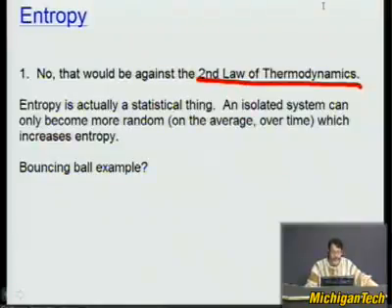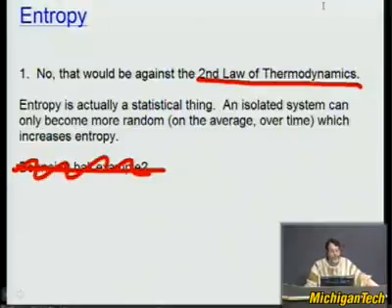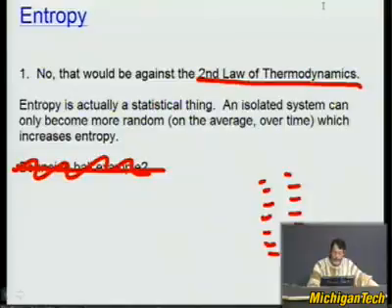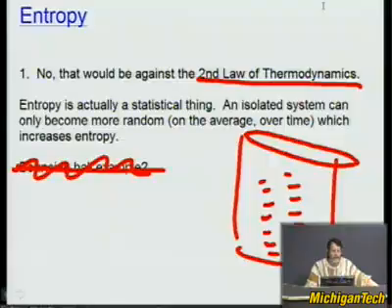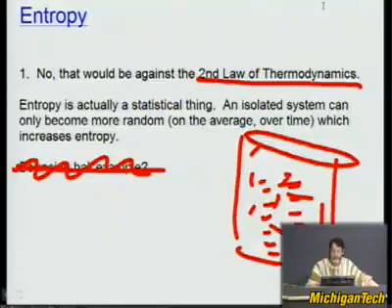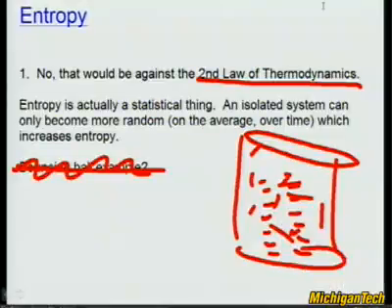So entropy is a statistical thing, and an isolated system can only become more random on the average over time, which increases entropy. Oops, let's cross that out. I was going to do that. So if you have a lot of states of something, for instance, if you have a lot of pennies in a jar, I noticed when I was a kid, you could stack up all the pennies in the jar, and they can be all on the bottom of the jar, and you spent time increasing the entropy. But if you were to shake that jar, you would then find the pennies would go in every which direction, and their entropy would be increased.